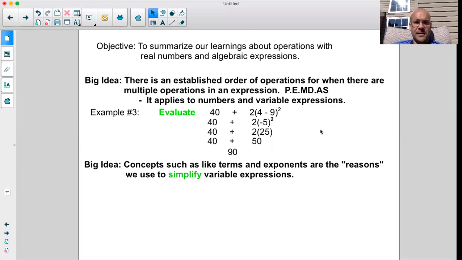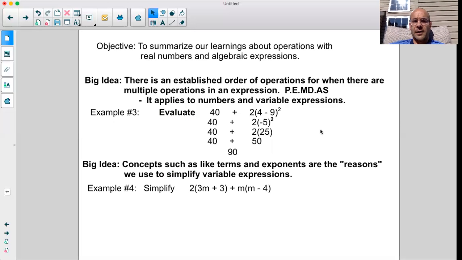And the last piece for this video is a big idea that concepts such as terms and exponents are the reasons that we use when we're simplifying variable expressions. So we're moving back onto variable expressions where there's an unknown. And I'm not going to hand you a value of m to use here, so we can't evaluate this expression. But we can simplify it. And that's just another application of PEMDAS.